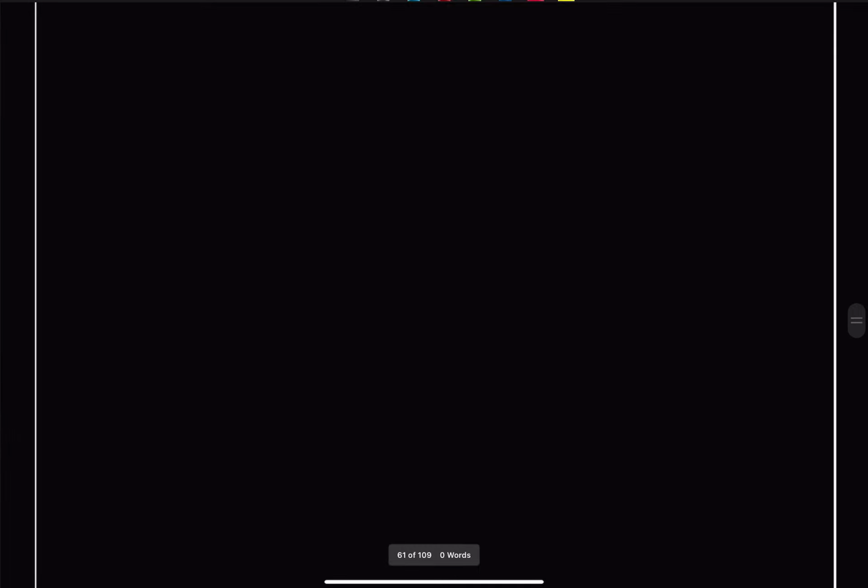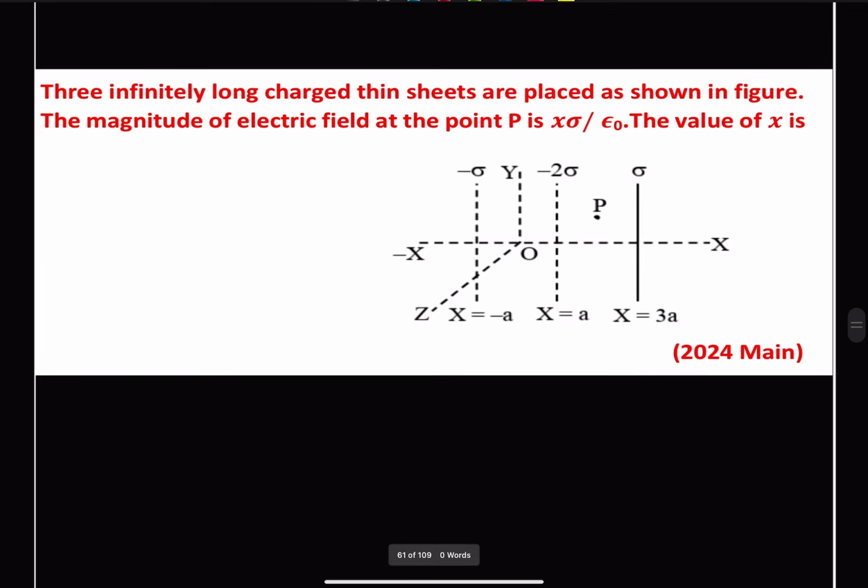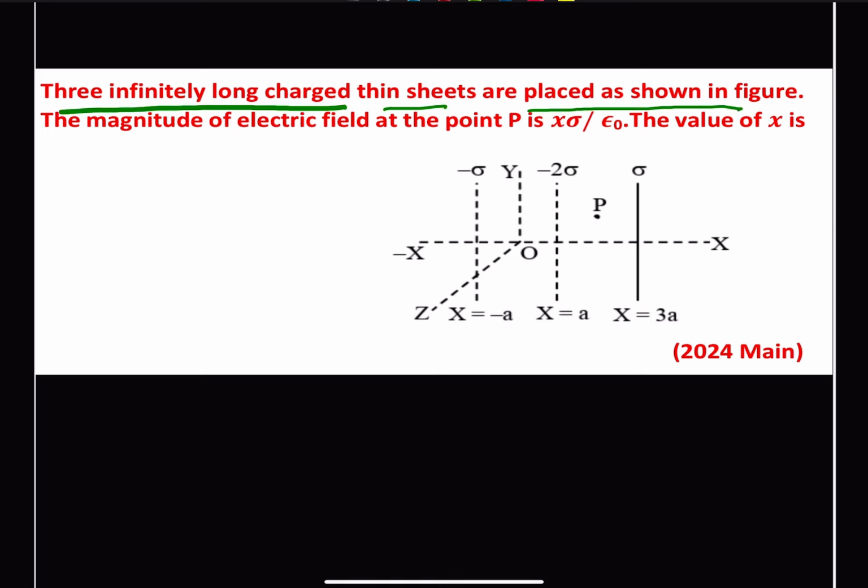Next question. It states that 3 infinitely long charged thin sheets are placed as shown in the figure. The magnitude of electric field at point P is x times sigma divided by epsilon naught. The value of x is. So we are given three sheets placed at -a, +a and +3a, and point P is given somewhere here. And we have to find out the magnitude of electric field at this point P.